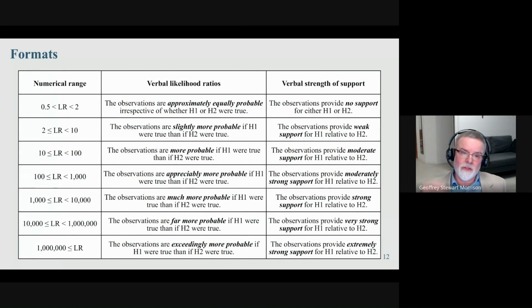So these verbal expressions are often arranged into what are called verbal scales. In the verbal scale, you have different ranges of likelihood ratio values, and then for each range of likelihood ratio, there is a verbal expression associated with it. And so you get a scale like this. Some of my problems with these is the ranges are arbitrary. The verbal expressions that relate to the ranges are arbitrary.